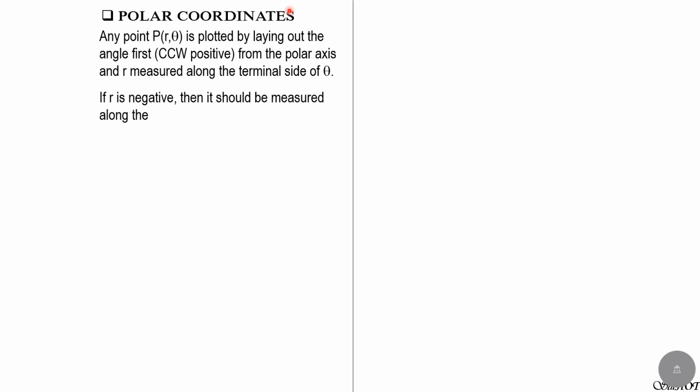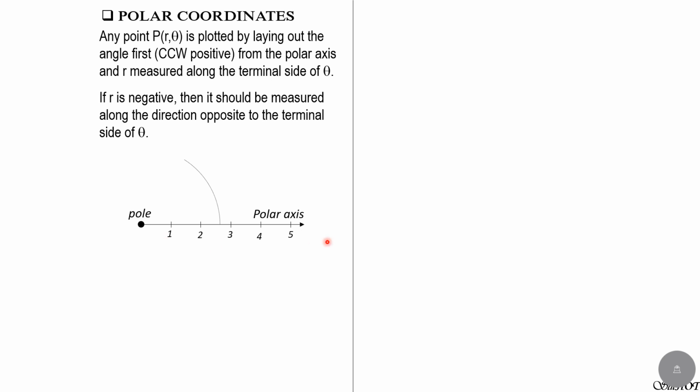So let's have the general visualization. So we have here the polar axis. This is the pole or origin in the polar coordinate system. The origin is the pole. Then the positive x-axis is the polar axis. And we have to superimpose the x and the y-axis.